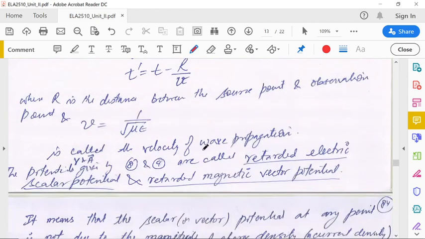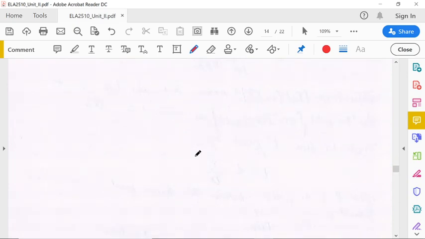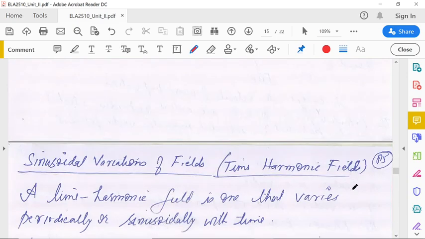Okay, so here we stop, and then next is the time harmonic fields, and these time harmonic fields are very important. These are the basis for the wave equations, and generally we have to focus on transmission, and for wave transmission we have to understand the wave phenomena. So this is the starting point for the wave equations. To understand the wave equations, we have to understand the phasor forms and what we mean by the harmonic field and so on. The next topic will be the sinusoidal variation of fields, or the time harmonic fields.